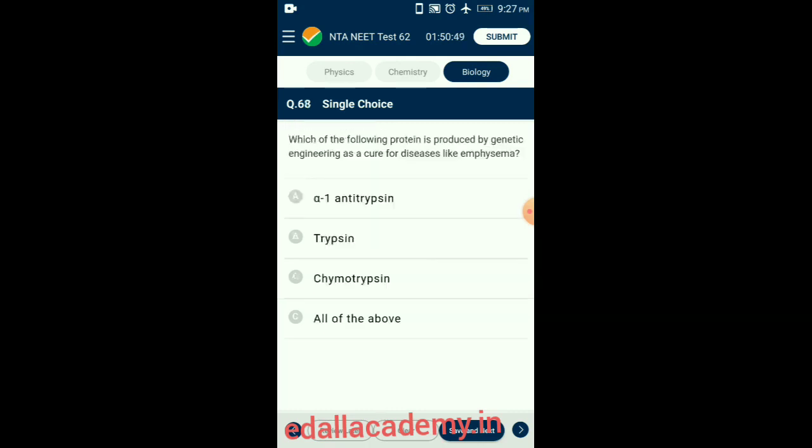Question number 68. Which of the following proteins is produced by genetic engineering as a cure for diseases like emphysema?